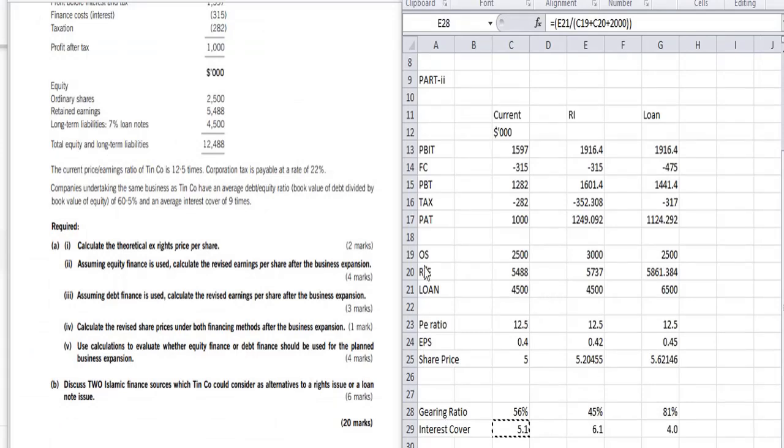Okay, so now we have to write comments. If a company raises funds through retained earning, and if a company raises funds through loan, using debt as a source of finance, in that case EPS and share price will increase as compared to the equity option. But look at gearing: if they take the loan, gearing will increase by a significant amount and interest cover will reduce because the interest liability increases. So you have to mention this and write which one is better and which is not.